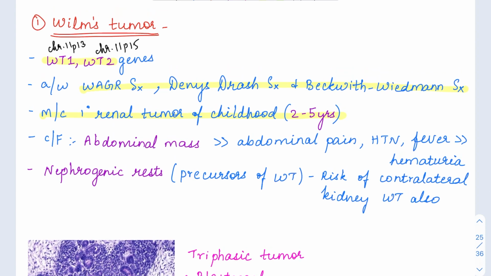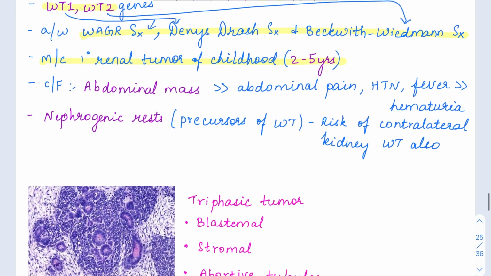And also in Denys-Drash syndrome, both of these conditions, it is the WT1 gene which is going to be affected. Okay, for this one and this one, the WT1 gene is going to be mutated. While in Beckwith-Wiedemann syndrome, it is the WT2 gene which is going to be affected. So in Beckwith-Wiedemann syndrome, we have usually hemihypertrophy. So a large tongue will be there and the organs will all undergo organomegaly. So this kind of hemihypertrophy is seen in Beckwith-Wiedemann syndrome.